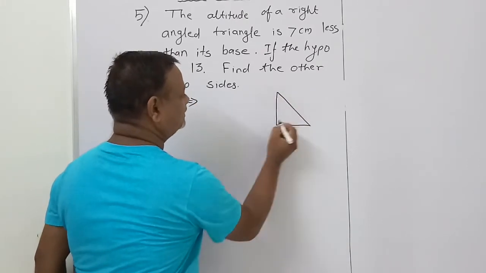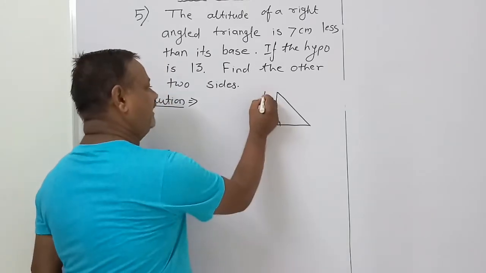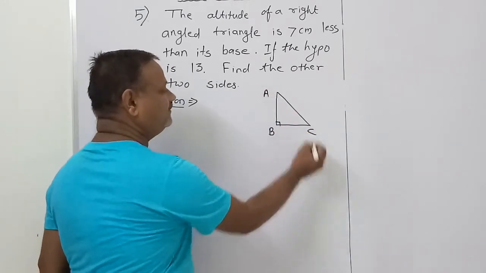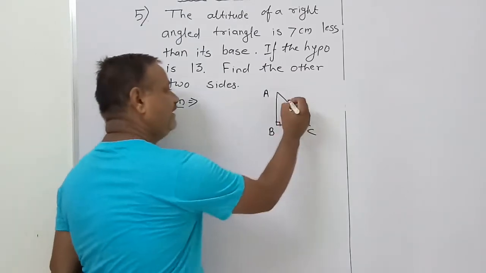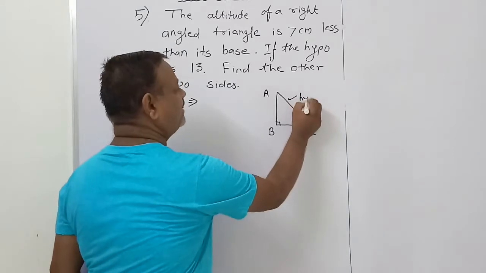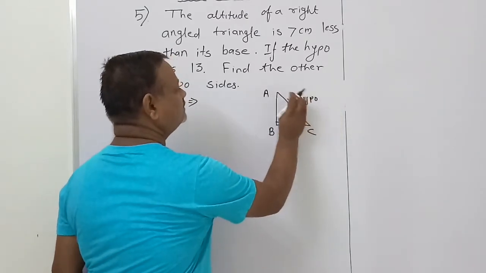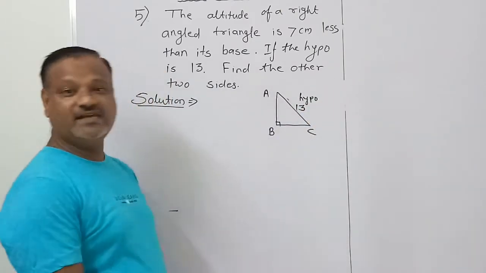This is your right angle triangle in which one angle is 90 degrees. The name of this triangle is ABC, where angle B is equal to 90 degrees. So naturally AC is considered the hypotenuse. So this is your hypotenuse. This hypotenuse is given, that is 13. The hypotenuse is given.